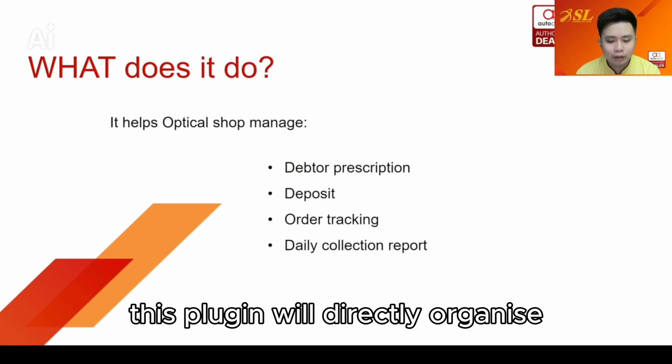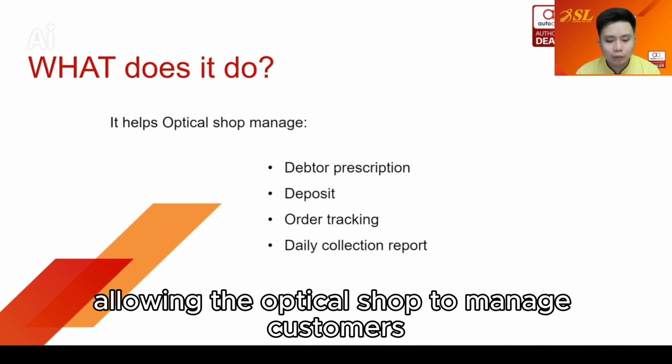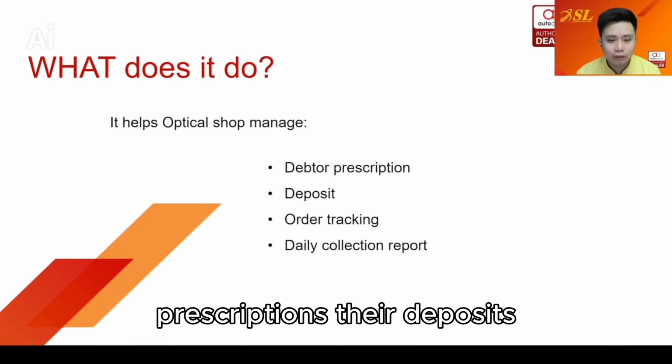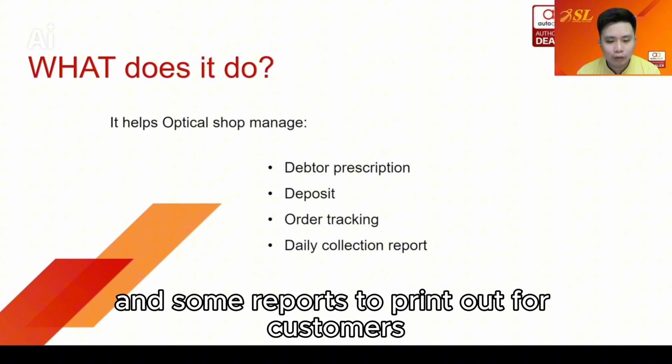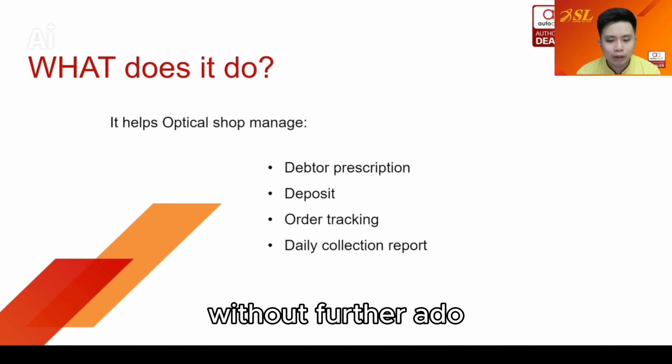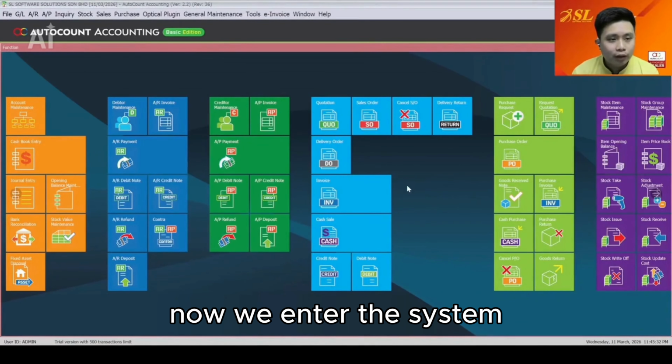To help optical shops manage this information more effectively, we developed the AutoCount Optical plugin. This plugin is organized directly within the AutoCount system, allowing the optical shop to manage customers' prescriptions, their deposits, order tracking, and some reports to print out for customers. Without further ado, let's show you how to use it in the system. Now, we enter the system.